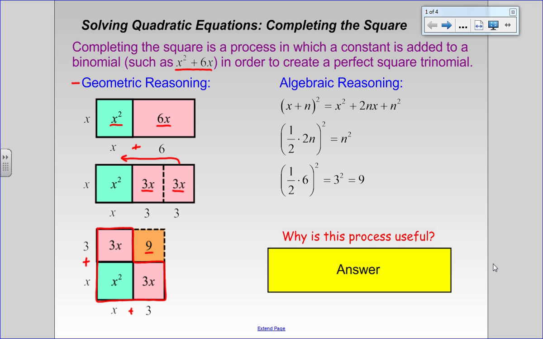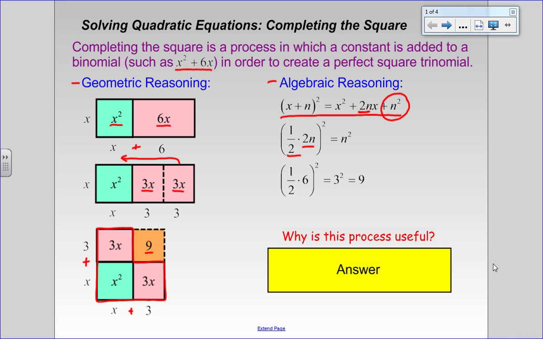Now let's consider an algebraic reasoning for this process of completing the square. Recall the equation for squaring a binomial. The quantity x plus n squared equals x squared plus 2nx plus n squared. Notice that the third term of that trinomial, the n squared, is related to the coefficient of the second term, 2n. To obtain n squared, we find half of that coefficient, 2n, and then we square the result.